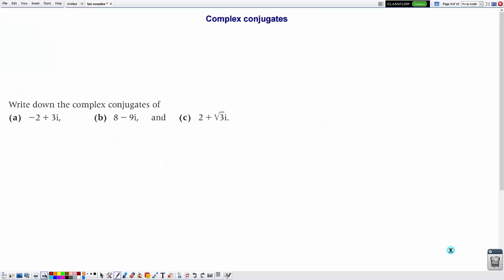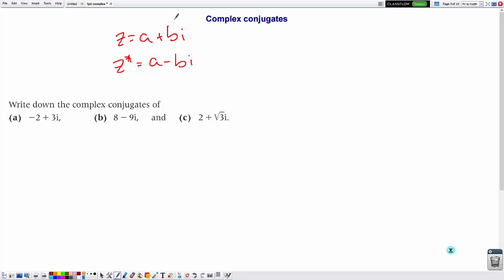Okay, so let's look at conjugates. If z is equal to a plus bi, its conjugate, which you'll write as z star, is equal to a minus bi. All you do is change the plus to a minus. If it was a minus, you change it to a plus. That's what's in the middle. What's in front of the a doesn't matter. The a could be negative or positive, it doesn't matter.